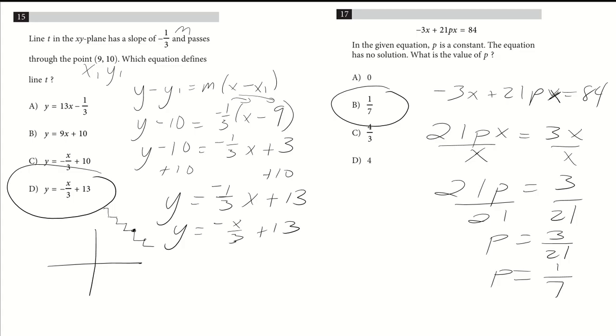So again, these were pretty straightforward if you remember the concept. If you haven't taken Algebra 1 in a while, you might want to bone up on some of the concepts, especially all the different forms of a linear function and equation.